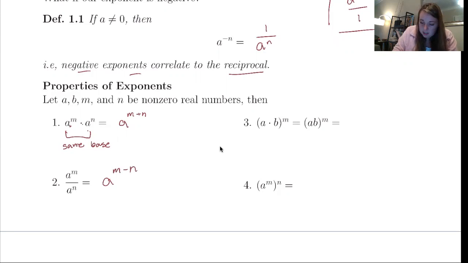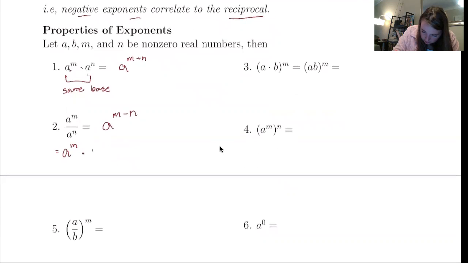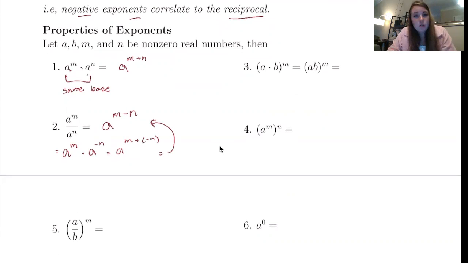All right. And this comes from different things. Remember how I talked about if I have something in the denominator, I can move it to the numerator and just flip the sign of the exponent. So I can write this as a to the m times a to the negative n. Those things are the same. And then I can use property 1, a to the m plus negative n, which will get me to the same place again. So that's like a small proof of how that works.